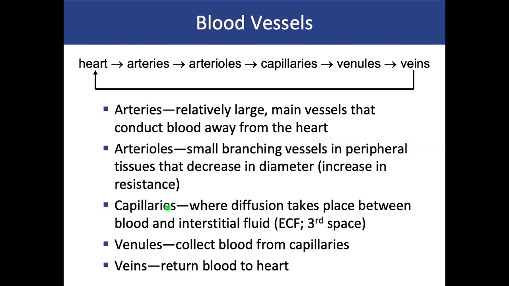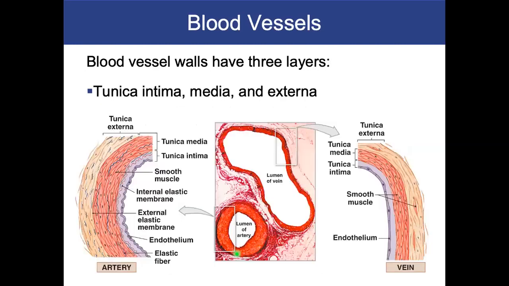Capillaries have one layer, just the innermost layer of blood vessels, the simple squamous endothelium, because this is where diffusion has to take place, and you can't have 3 layers of blood vessel lining if you expect diffusion to take place. Venules collect blood from the capillaries, veins return blood to the heart.